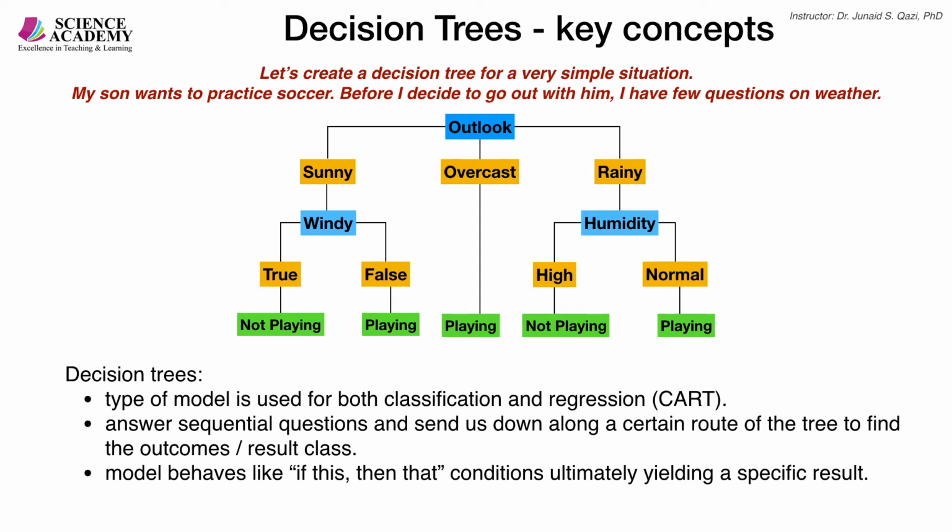Decision trees are used for both classification and regression problems. In the example above, we notice that the sequential questions need to be answered from top to bottom along a certain route to find out the outcomes. This is like an if-else condition, which ultimately yields a specific result at the end.